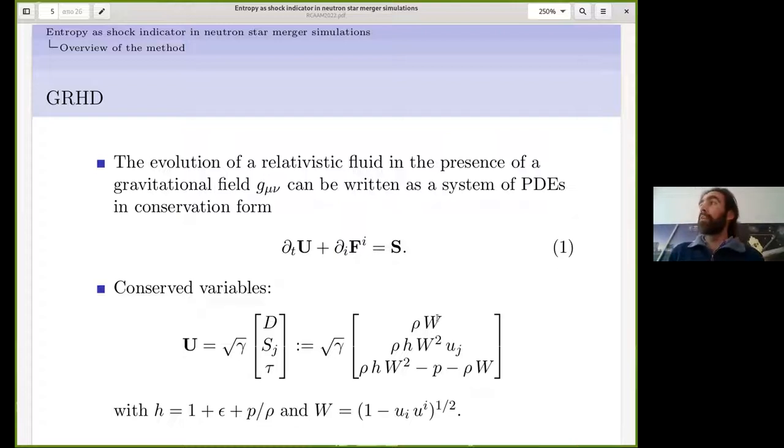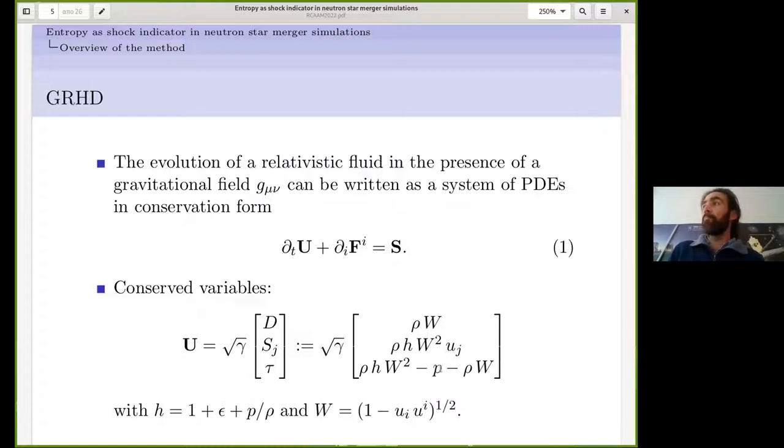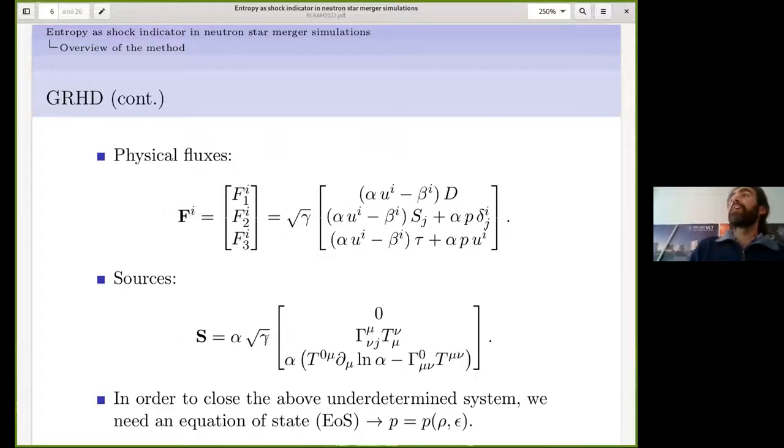W is the Lorentz factor, which is given here in terms of the fluid velocity, the three-dimensional fluid velocity. That's the enthalpy, which is given in terms of the internal energy. And also we have the pressure. If we count the number of unknown variables, we have three velocities, the mass density, the internal energy and the pressure. So we have six, and we have five equations. So we see that our system is underdetermined: five equations for six unknowns. We will see how we are going to solve this.